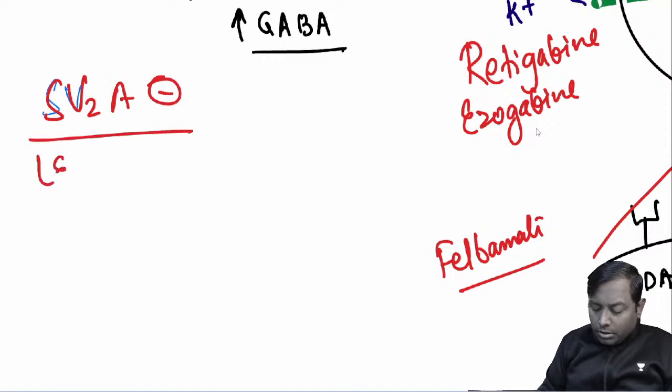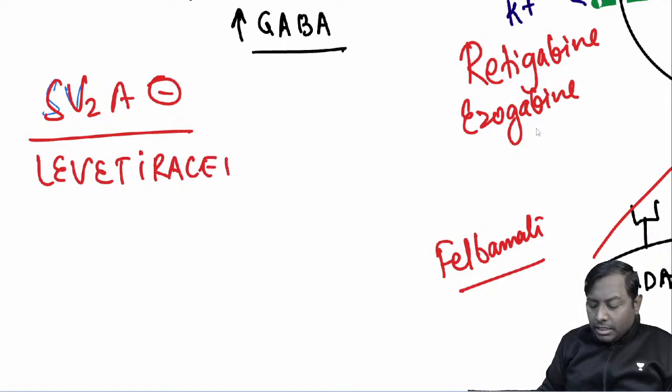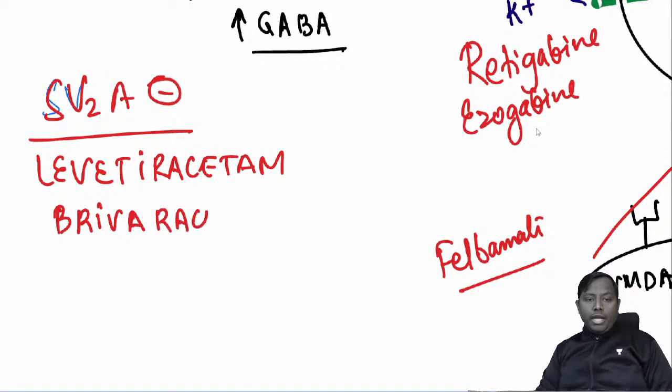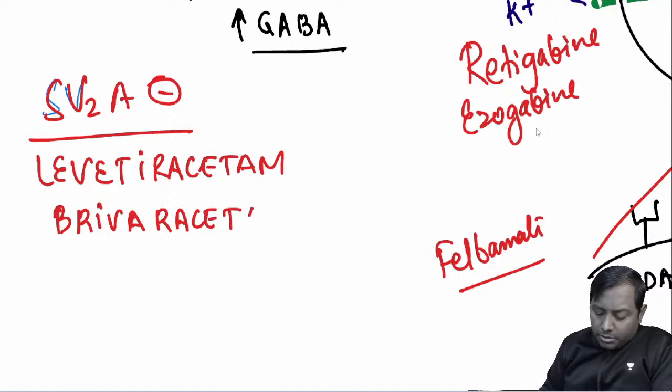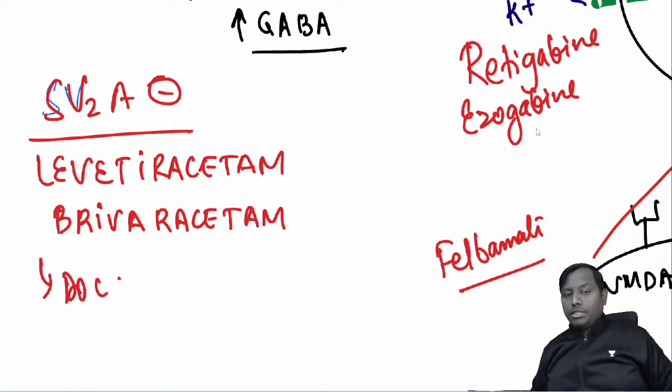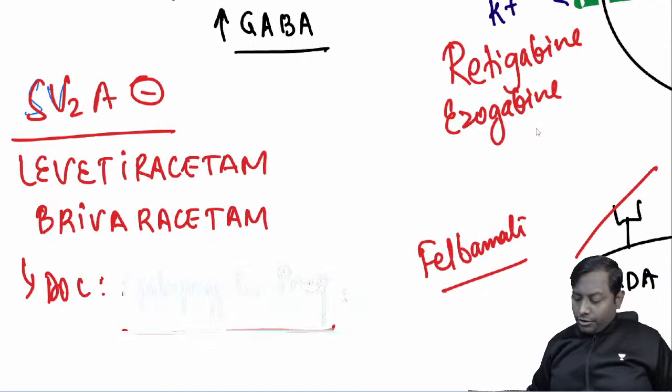This will be your levetiracetam, and the other one will be your brivaracetam. SV2A inhibitors are considered the drug of choice for epilepsy in pregnancy. Levetiracetam and brivaracetam, they are the drug of choice for epilepsy in pregnancy. Don't forget that. Okay? Drug of choice for epilepsy in pregnancy will be levetiracetam, brivaracetam.